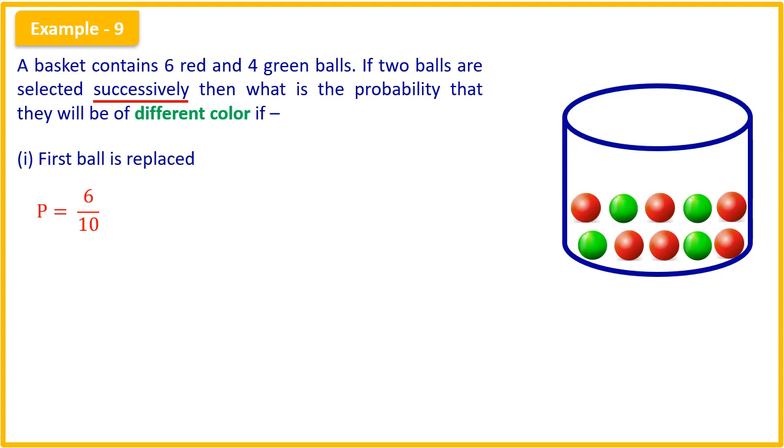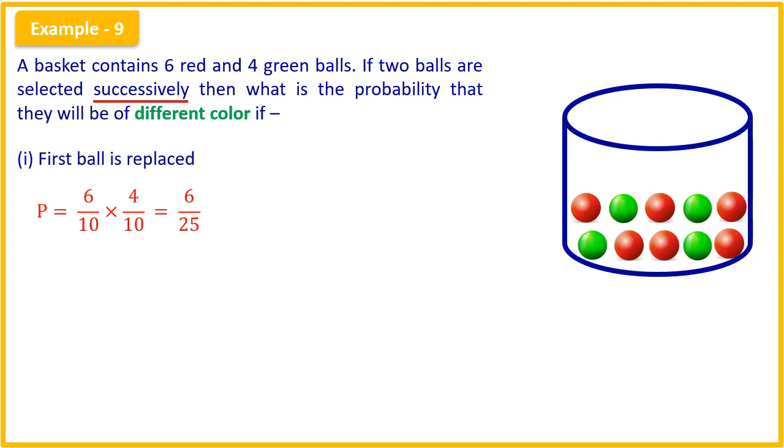And when we are picking for the second time, it will be green color. The probability is 4 out of 10. So as they are independent events, we take the product of probabilities. First red and second green. So 6 by 10 multiplied by 4 by 10. Hence the probability will be 6 out of 25.